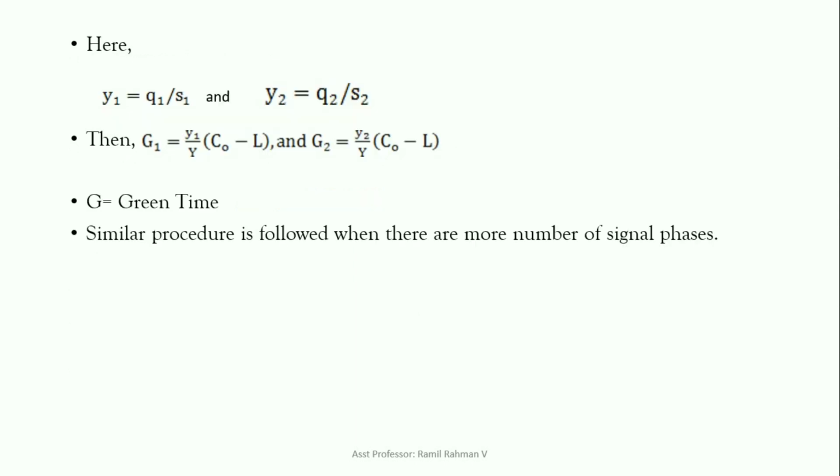Here, Y1 is the ratio of Q1 by S1 and Y2 is the ratio of Q2 by S2 in the case of a two-phase road signal. Then G1 is equal to small y1 divided by capital Y into (C0 minus L), and G2 is equal to small y2 divided by capital Y into (C0 minus capital L), where G is the green time. This is for a two phase, and a similar procedure is followed when there are more phases.